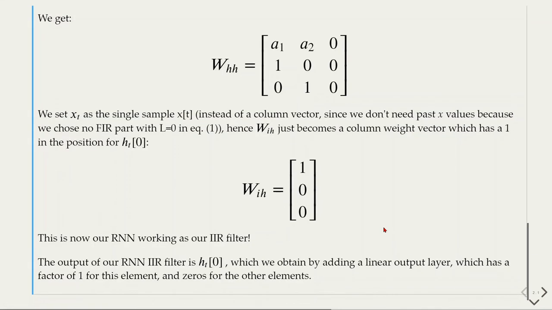And this is now our recurrent neural network working as our IIR filter. So the output of our recurrent neural network IIR filter is h_t(0), which we obtain by adding a linear output layer which has a factor of 1 for this element and zeros for the other elements.